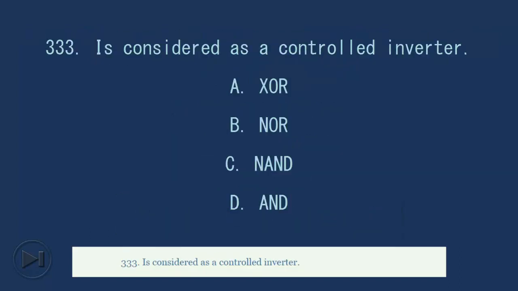333. Is considered as a controlled inverter. A. XOR. B. NOR. C. NAND. D. AND. Answer, A. XOR.